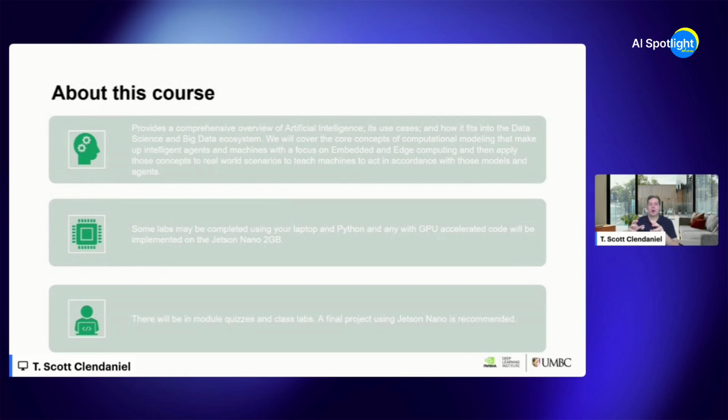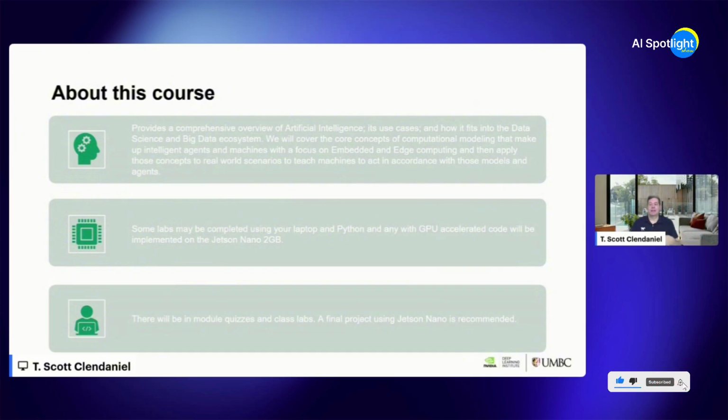So we're going to cover core concepts of computational modeling that make up intelligent agents and machines with a focus on embedded and edge computing, and then apply those concepts to, oh my heavens, what a definition this is, isn't it? So let me walk you through what I'm actually trying to say here. With AI, we're trying to figure out how we're going to take these different concepts of being able to make decisions and reflect what used to be only human intelligence and embed them in machines.